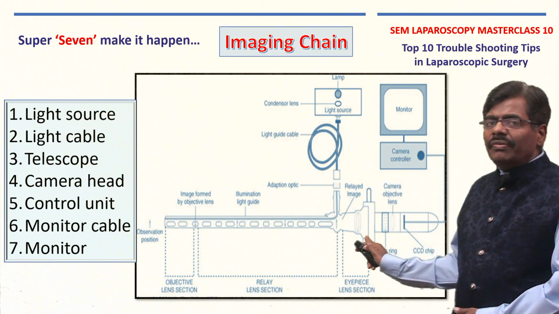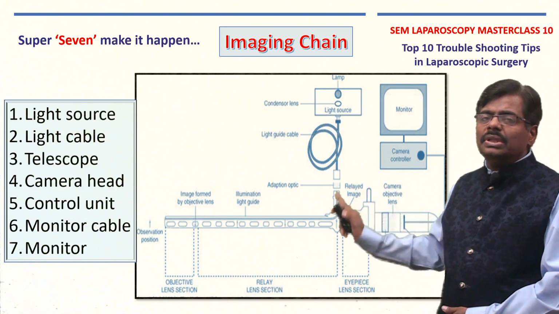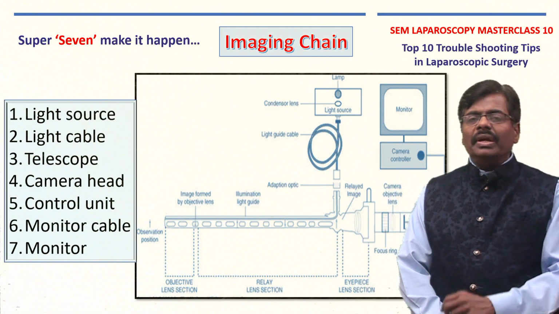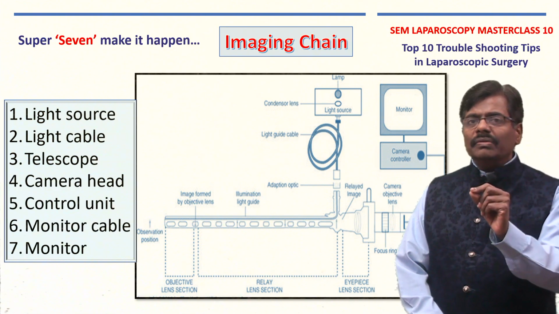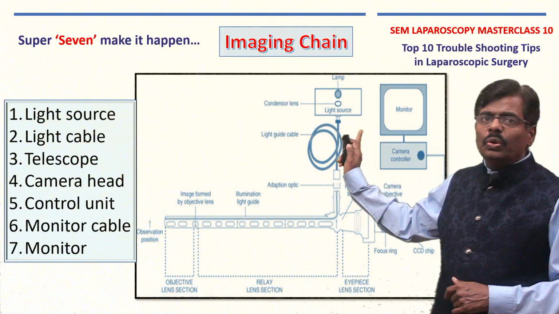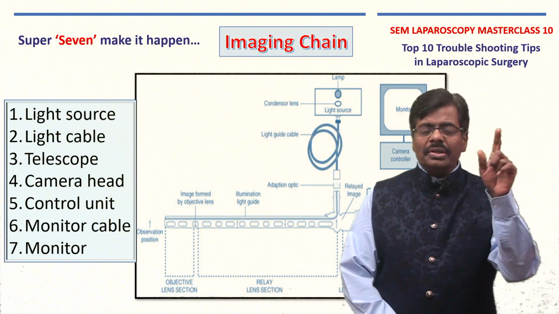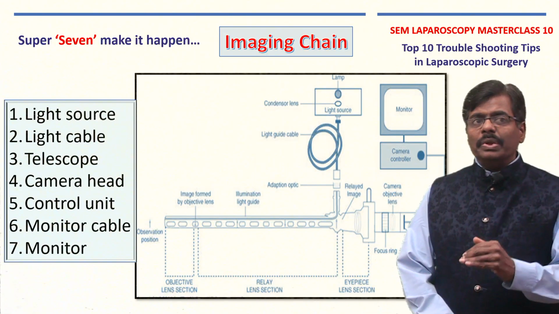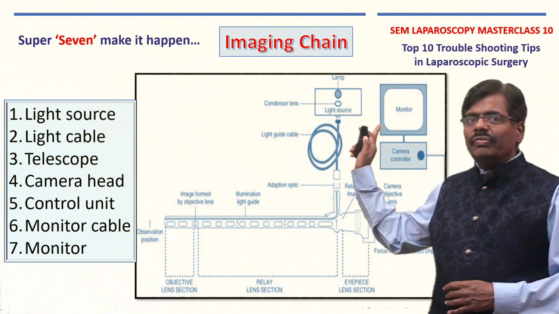Then if there is no image, is it a processing problem like the control unit, whether it is switched on in the proper way, or the connecting cable, whether the cable is loose at the back of the monitor, then you go back and see, or the monitor itself, whether the setting is right. So, like that, each and every step you go from the source to the final destination.